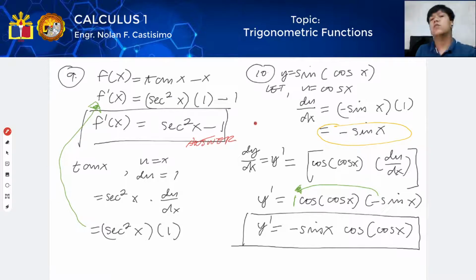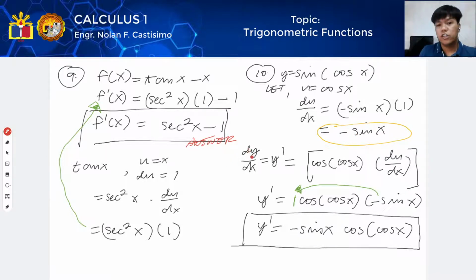Okay? Now, itong number 10 naman. Itong number 10. Y is equivalent to sine cosine x. So, dito, ililet natin u as equivalent to cosine x. And, i-derive natin yan. So, ito na siya. So, negative sine x times 1. So, simplified as negative sine x.